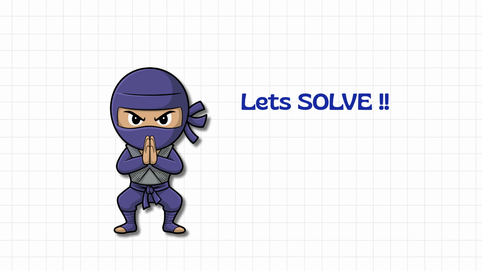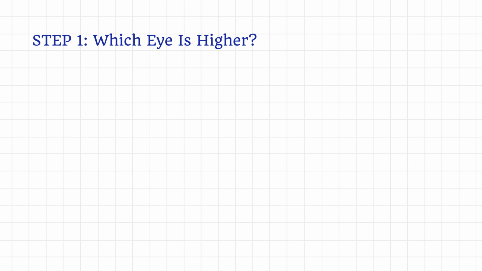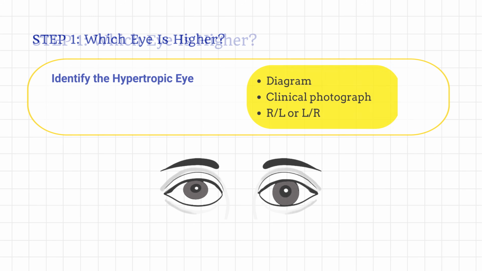Alright, now let's actually solve the Park 3-step test. As the name suggests, it has 3 steps. So step number 1, which eye is higher? Always start by identifying the hypertropic eye. In exams, this may be given as a diagram, a clinical photograph, or a notation like R/L or L/R. In this example, it is clear that the right eye is higher.